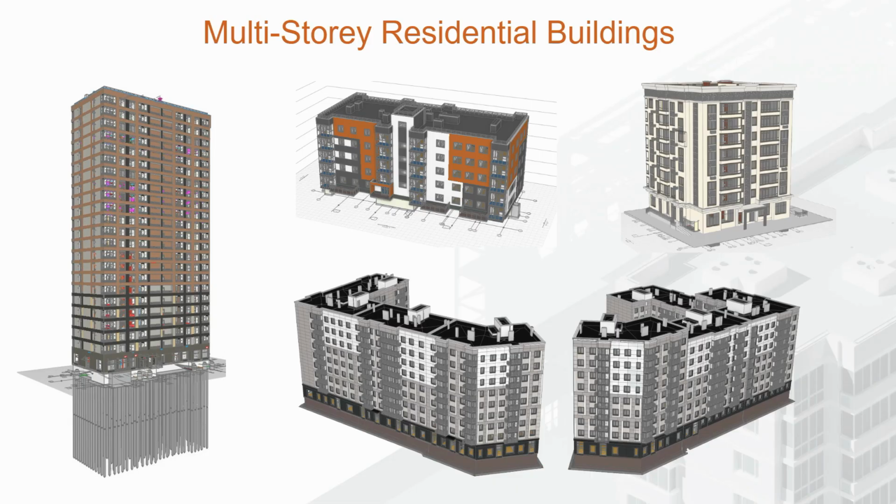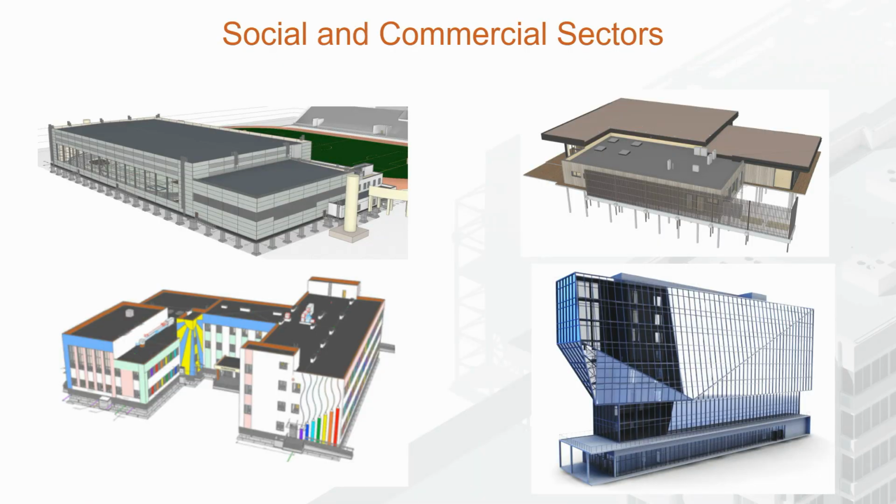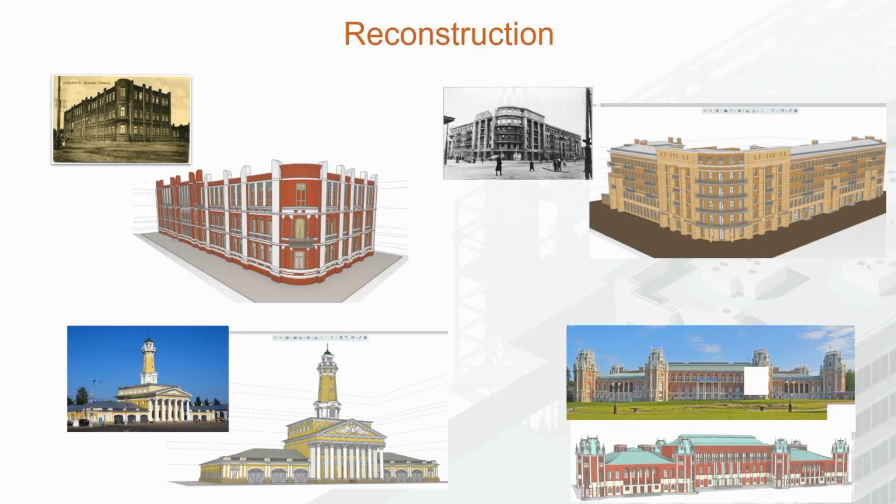Residential complexes. Different types of individual residential buildings. Renga is widely used for designing schools, universities, kindergartens, hospitals, stadiums, restaurants and shopping malls. It's also good for 3D modeling of plants, factories, warehouses and staff modules of industrial buildings. Moreover, it is possible to make reconstruction projects of cultural heritage objects in Renga.